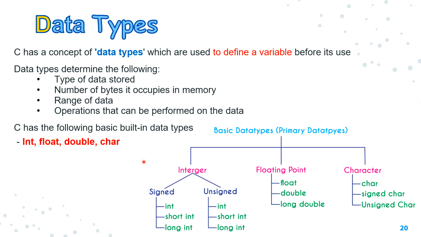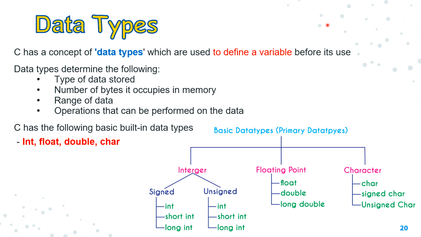Every variable must have a data type before it is used, which tells the compiler what kind of value the variable will hold, namely int for whole numbers, float for decimal numbers, double for high precision decimal numbers, and char for single characters.